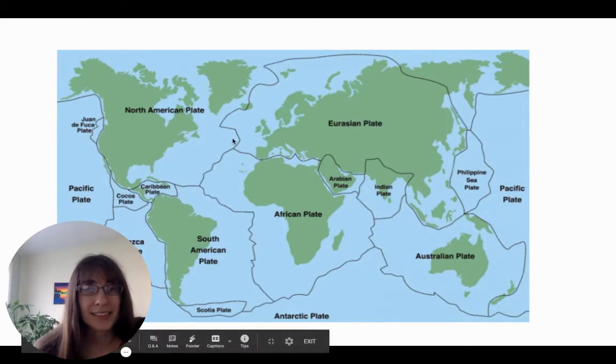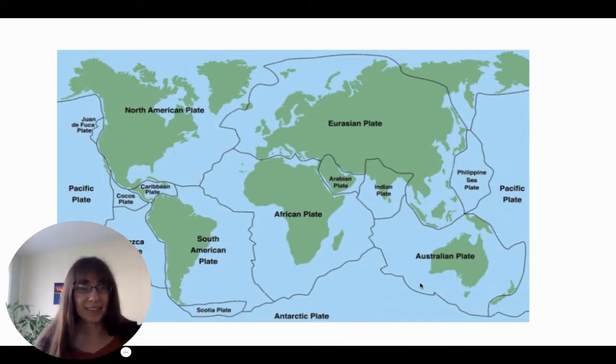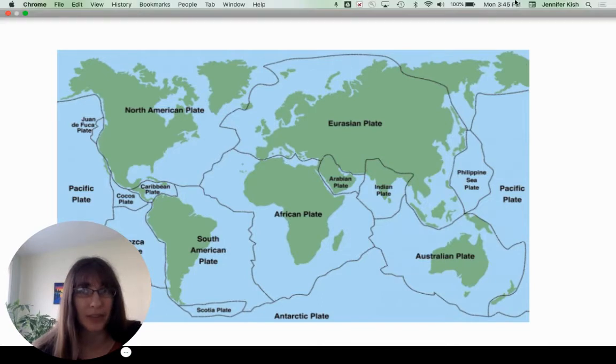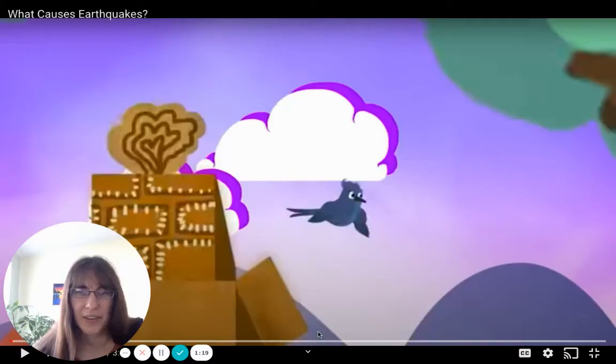These lines on the map actually show plates. The surface of the Earth is made up of different plates, and those plates rub against each other and bump into each other, and that's when we get earthquakes. Okay, so we're going to watch a video that explains a little bit more about this. Okay, here we go.